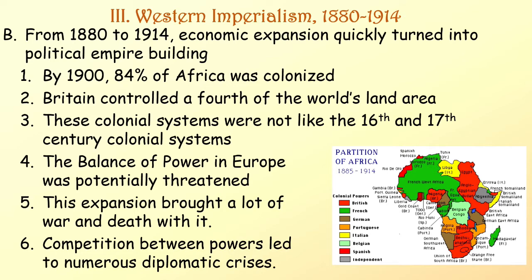From 1880 to 1914, however, economic expansion quickly turned into political empire building. And by the year 1900, 84% of Africa was colonized, and Britain controlled a fourth of the world's land area. These colonial systems were not like the 16th and 17th century colonial systems. The balance of power in Europe was potentially threatened by these systems now, and this expansion brought a lot of war and death with it. Competition between European powers led to numerous diplomatic crises.